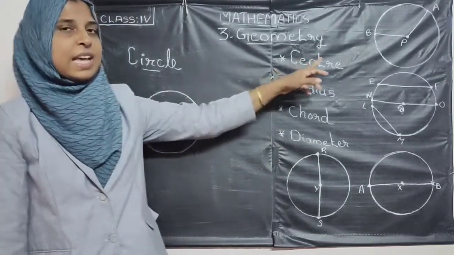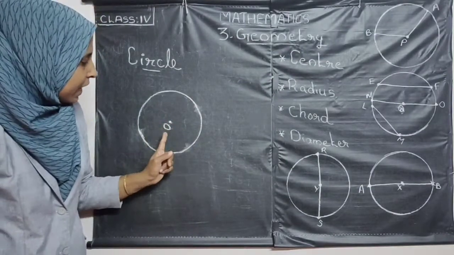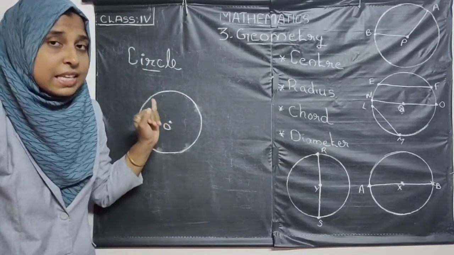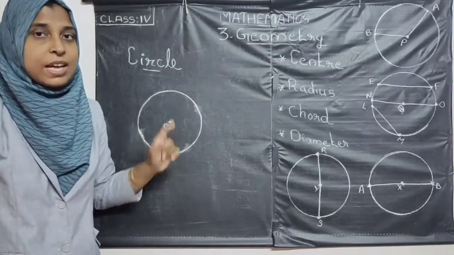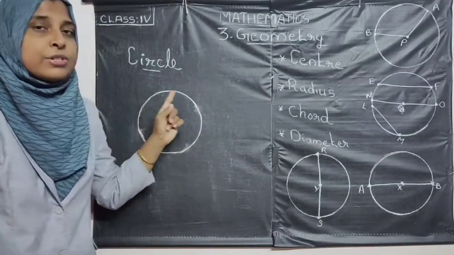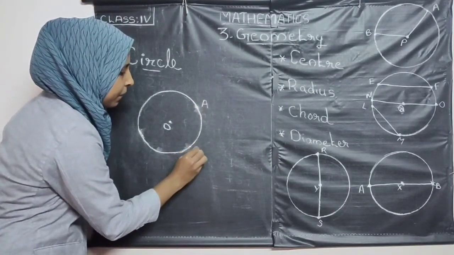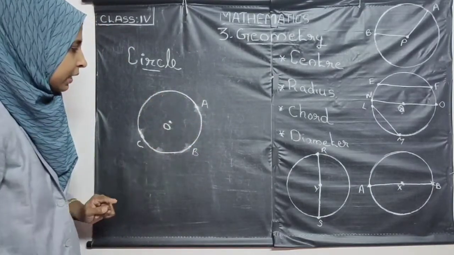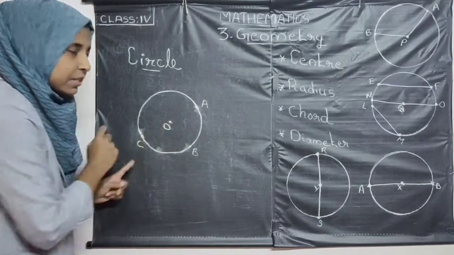First one is center. All of you look here, children. Here I have put a point and named it O. A circle has a center from where the distance of all the points on the circle is the same. If I take a point A here, B here, and C here, three points on the circle, and O is the center, then the distances OA, OB, OC are all the same.